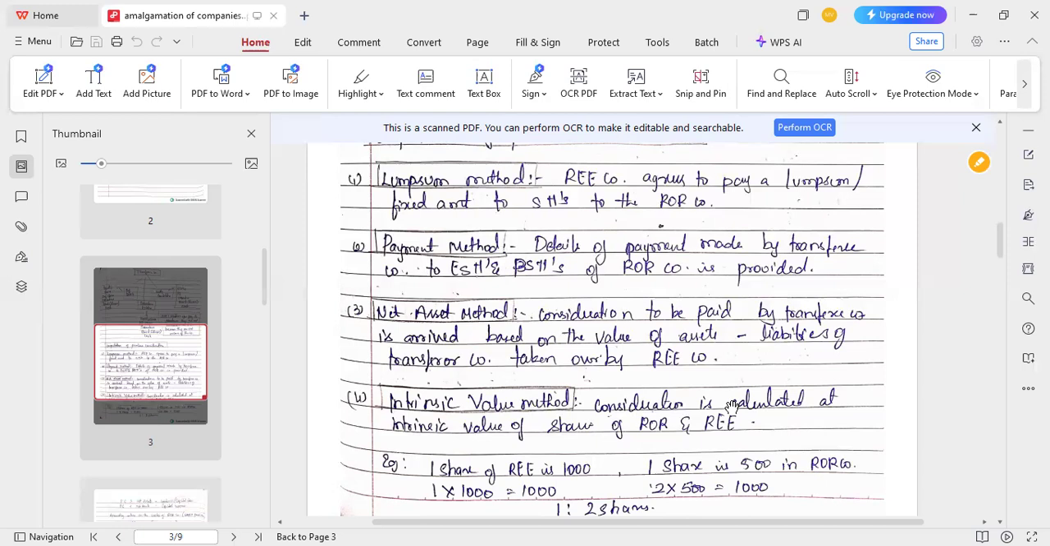A lump sum amount will be agreed, predetermined by the transferee company, to pay to the transferor company for acquiring their business. Here, the transferee company acquires its assets, liabilities, and business. The three components are very important.